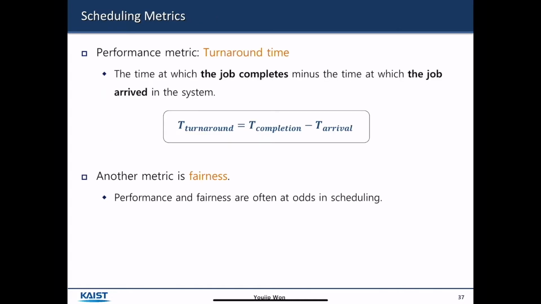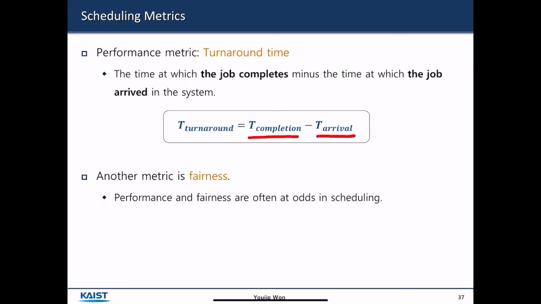We are going to define the metrics for scheduling. First one is turnaround time. Turnaround time is the time difference between when the job first arrived at the system and when the job completes. So it is computed as completion time minus the arrival time.